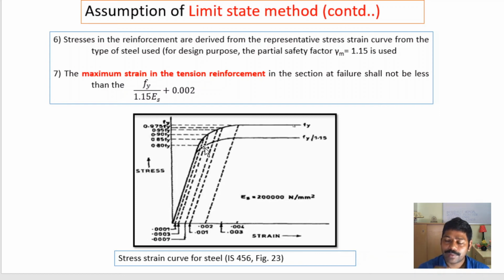So what are we doing? We are calculating the strain in the elastic zone. So 87% of Fy, Fy by 1.15, that is 0.87 Fy, divided by Young's modulus, that is the strain, plus this strain value 0.002. It is saying that before failure, the strain shall not be less than that particular value. These are the assumptions in the limit state. I hope it is clear to you. For reference, you can also visit IS 456 section 38.1, where you will get all the details.